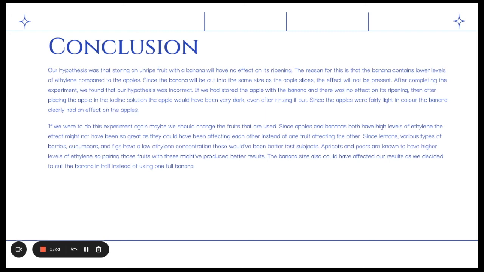Since lemons, various types of berries, cucumbers, and figs have a low ethylene concentration, these would have been better test subjects. Apricots and pears are known to have higher levels of ethylene, so pairing those fruits with these might have produced better results. The banana size also could have affected our results, as we decided to cut the banana in half instead of using one full banana.